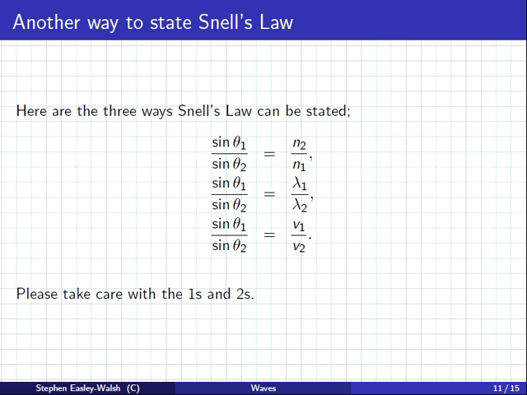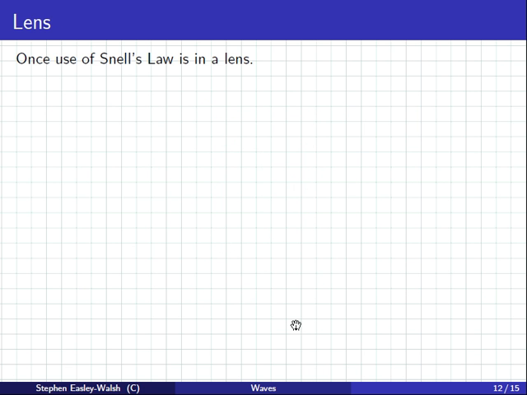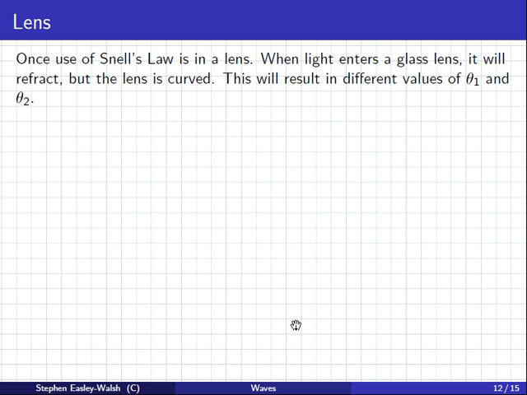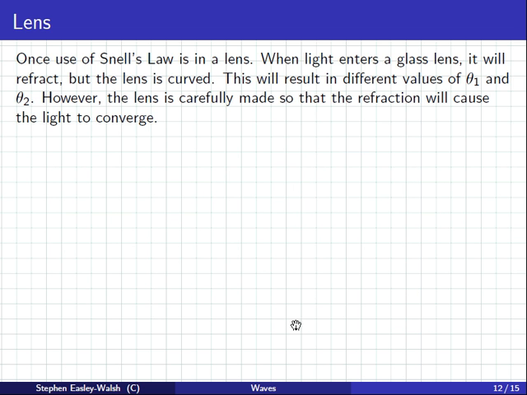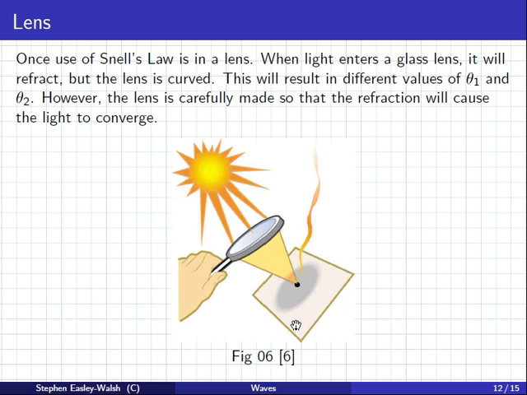Continue? So, one use of Snell's law is in a lens. When light enters a glass lens, it will refract, but the lens is curved. This will result in different values of theta 1 and theta 2. However, the lens is carefully made so that the refraction will cause the light to converge.